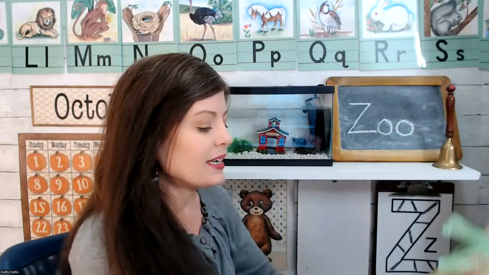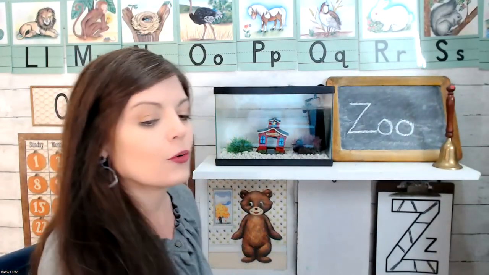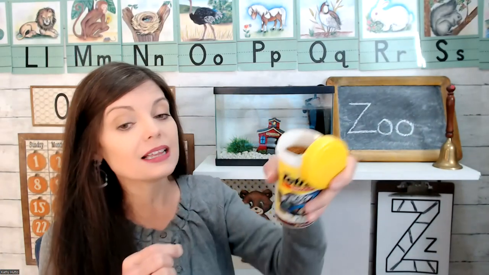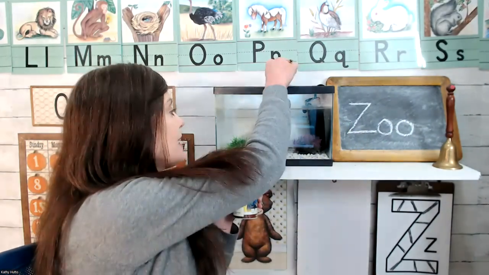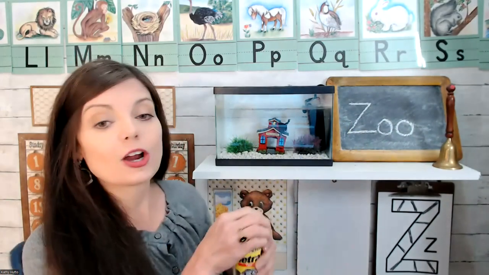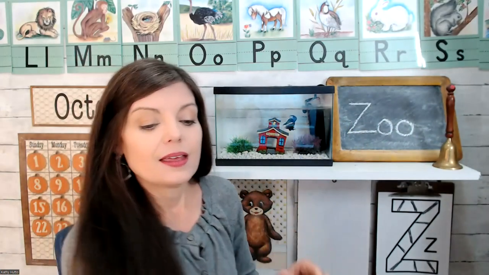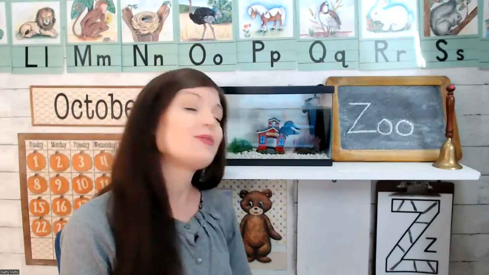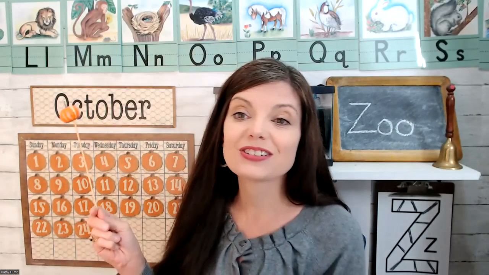The first thing that we need to do is feed Fred. That's our class job. So every time you come to class, we have to feed Fred his fish food. Fred is our class pet. All right, now that Fred has been fed, we'll turn around and do our calendar time.